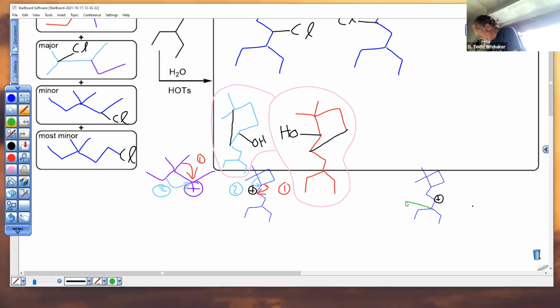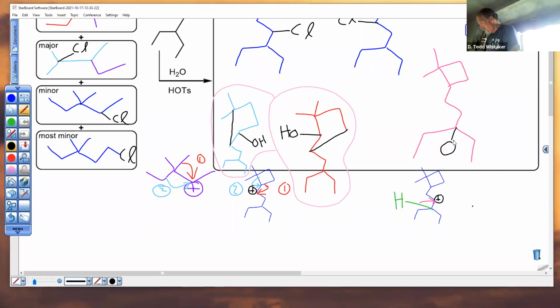H is going to move from here to next door. And we'll do it in hot pink. H goes there. And our product looks like this. Don't have to worry about cyclobutane changing. We got this, this, and this. And where's your cation now? It's down there on the carbon that used to have two, well, still has two ethyl groups.